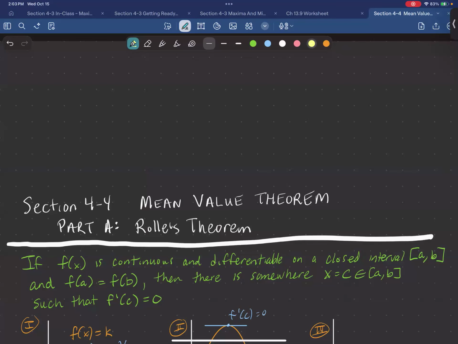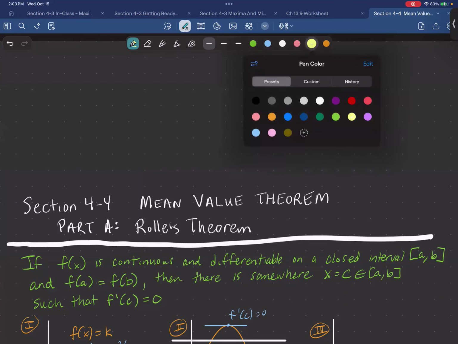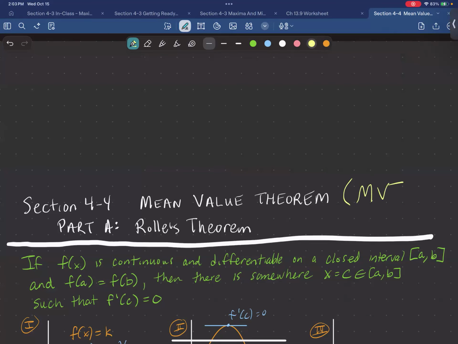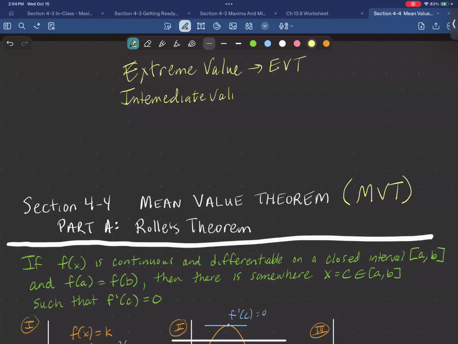All right, we're doing 4.4. This is on the mean value theorem. Mean value theorem is usually abbreviated as MVT. I know we've got a lot. We've got extreme value theorem. That's EVT. We have intermediate value theorem. That was IVT. And now we have MVT. I'm sure we have another VT somewhere in here.